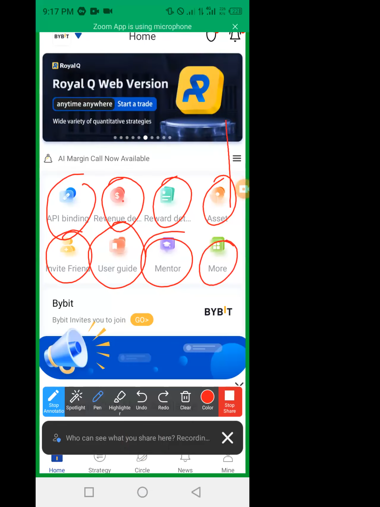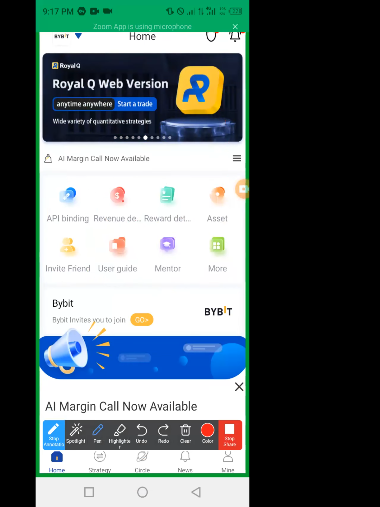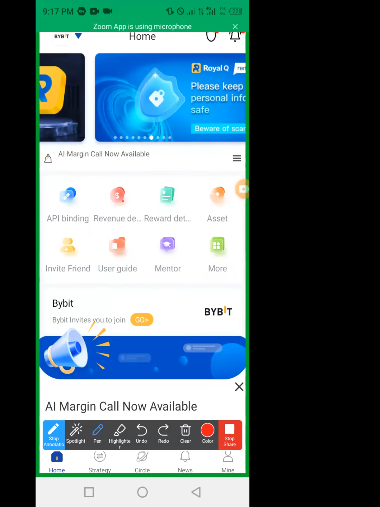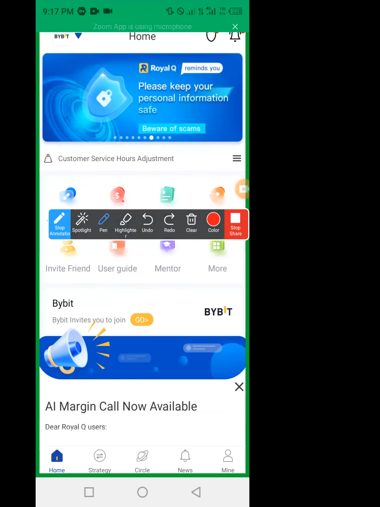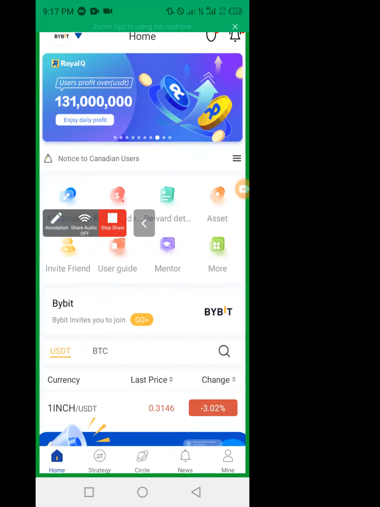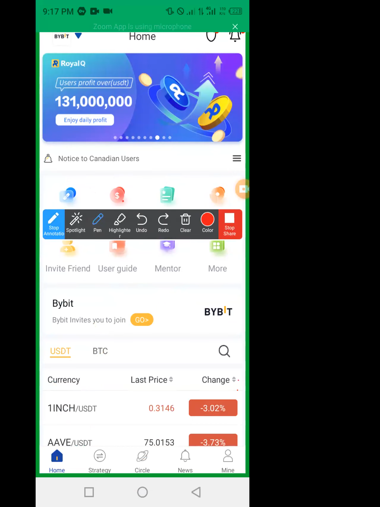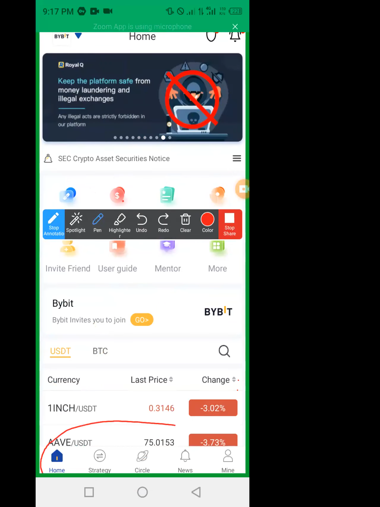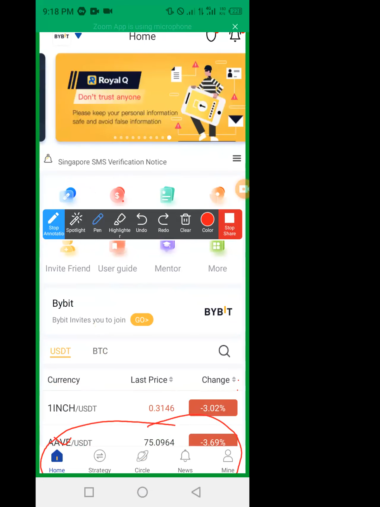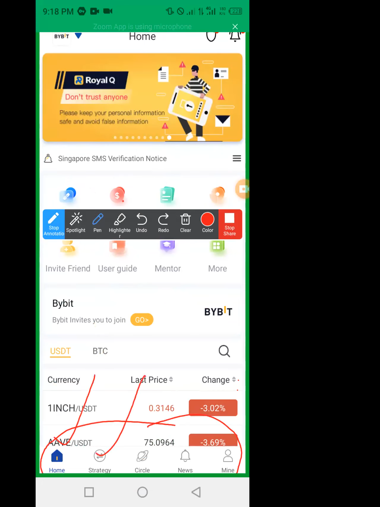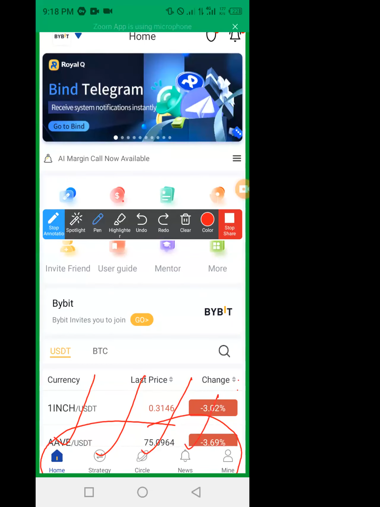And then today I want us to look at this side here. On this side, we are going to have the home page. We are going to look at the strategy, the circle, and the news. And the other time I told you news was shifted to this side.